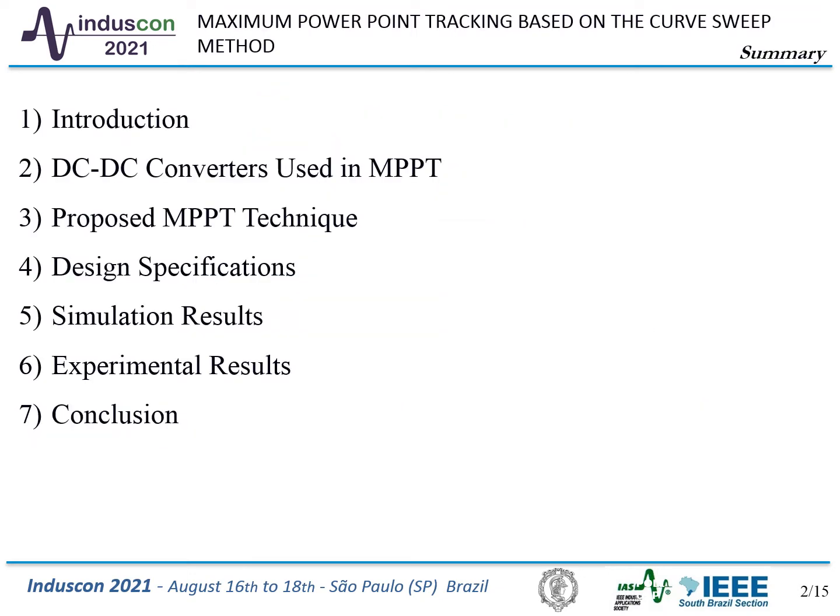The presentation is organized as follows. Section 1 presents some basic principles associated with Maximum Power Point Tracking, or MPPT. Some basic DC-DC converter topologies used in MPPT applications are described in Section 2. The proposed technique is presented in Section 3. This technique is based on sweeping the whole current versus voltage characteristic of the PV device. The design specifications of a PV system composed of a SEPIC converter are given in Section 4. Simulation and experimental results are provided and discussed to validate the theoretical assumptions, and the main conclusions are given in Section 7.